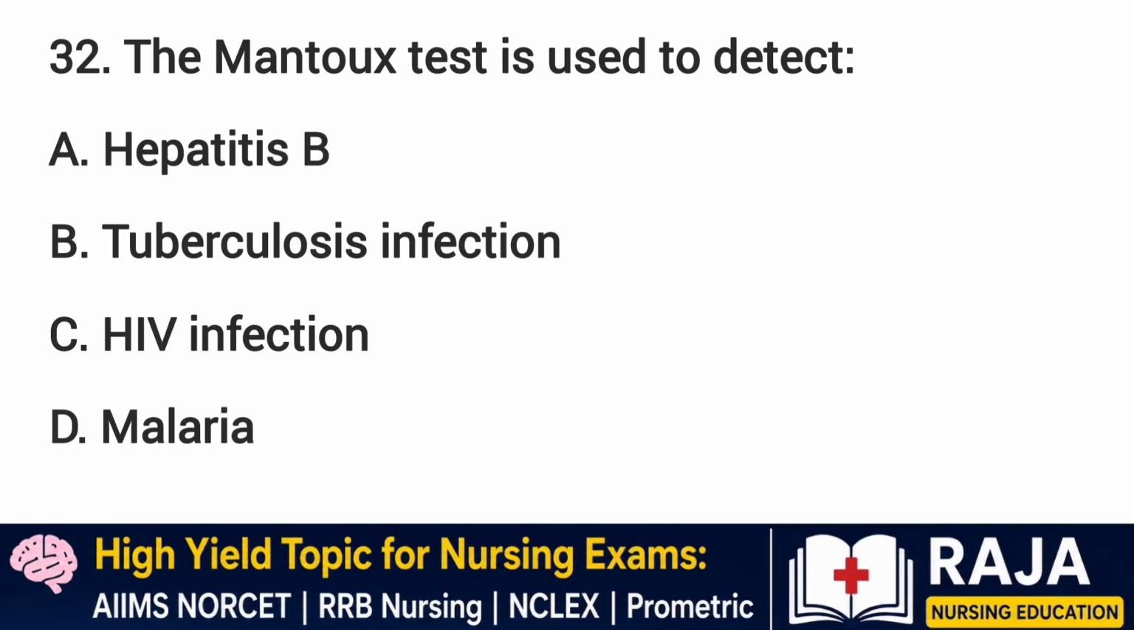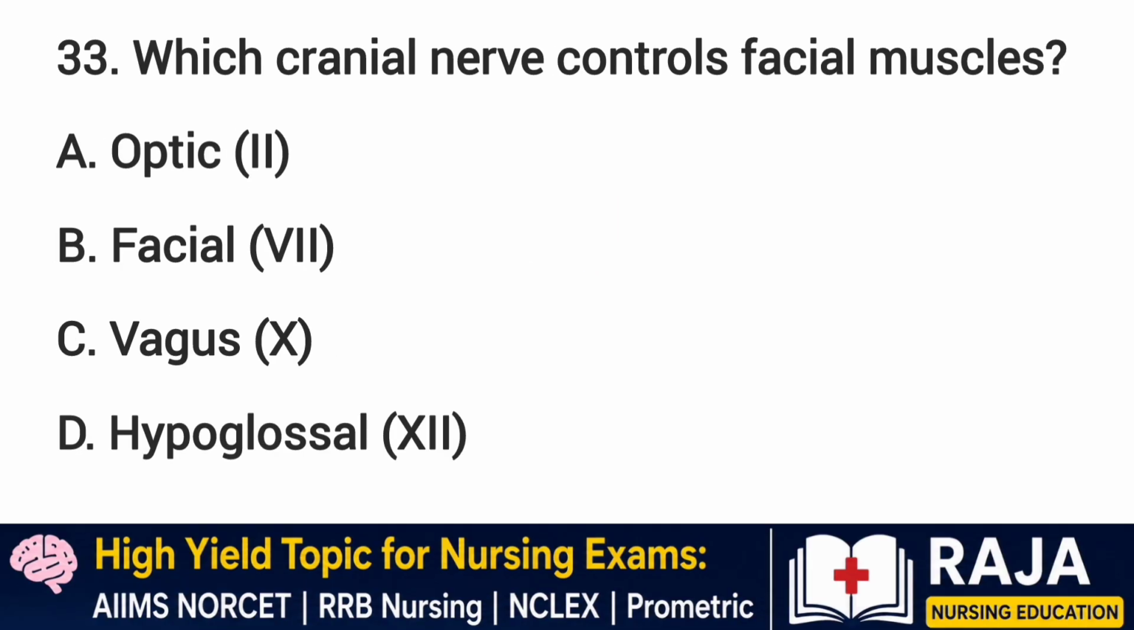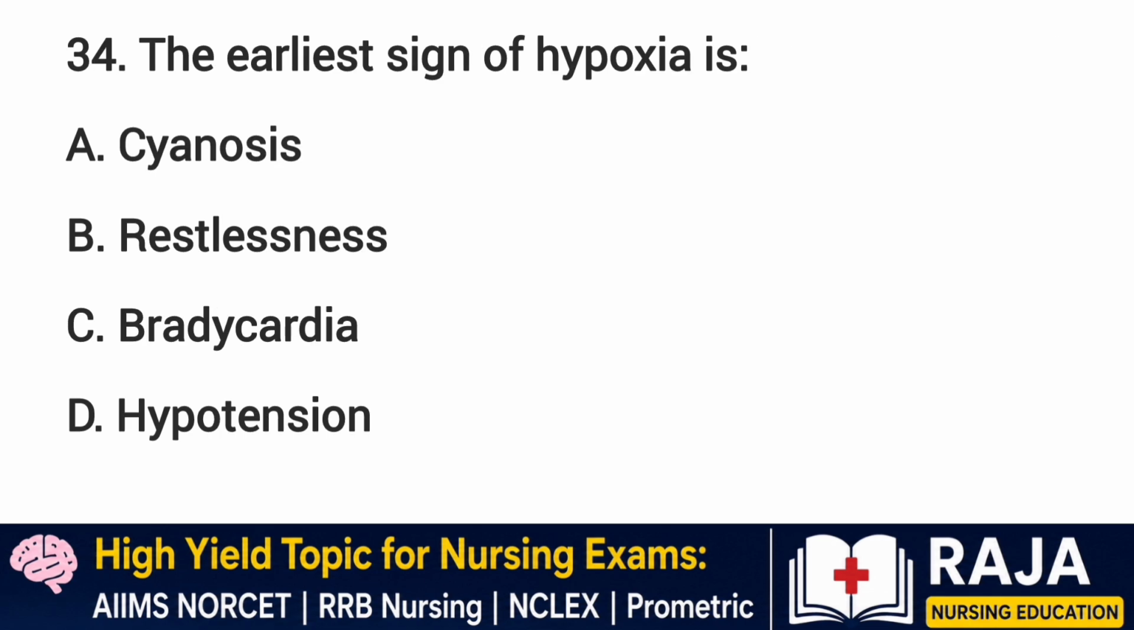The Mantoux test is used to detect? Answer is B. Mantoux test is used to detect tuberculosis infection. Which cranial nerve controls facial muscles? The option is B. Seventh cranial nerve, the facial nerve, controls the facial muscles.